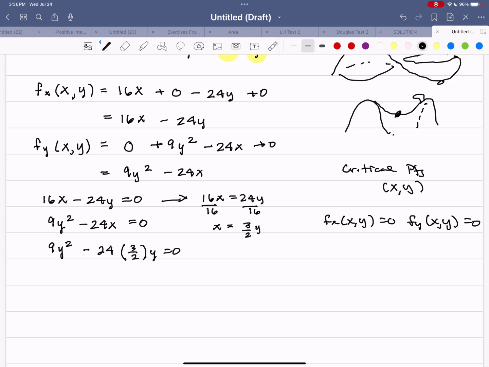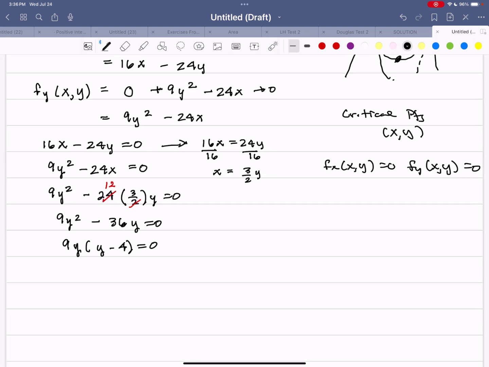Now, don't be alarmed that there's a fraction here, because look, this fraction is going to reduce out nicely, because 2 will go into 24, 12. 12 times 3 is 36. So this equation is now going to reduce down to 9y squared minus 12 times 3, 36y equals 0. All I have to do is factor out the common factor, 9y, y minus 4. So the first factor, 9y, can be 0, or the second factor, y minus 4, can be 0. So divide both sides by 9, y is 0, or y is 4.